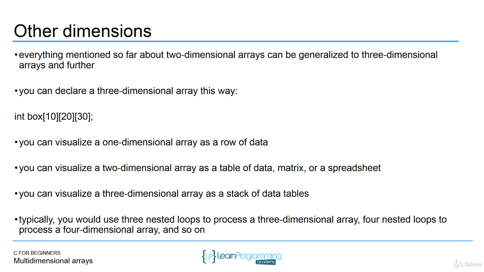Again, if you're ever going to need to iterate through any of these 1, 2, 3-dimensional arrays, you're probably going to use a loop. And the more dimensions you have in the loop, the more nested loops you're going to have. So if you want to process a 3-dimensional array, you're going to have 3 nested loops. And if you want to process a 4-dimensional array, you're going to have 4 nested loops.